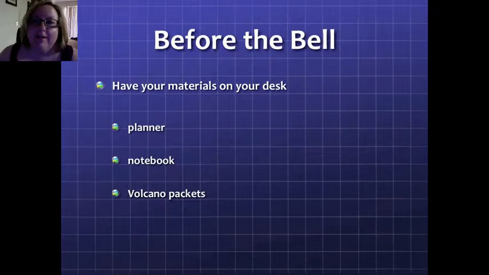You're going to need your planner because we're going to be writing in it. You'll need your notebook so that you can take notes, and you will need your volcano reading packets again. So take about 30 seconds to get those out. Make sure you've got everything. All right.